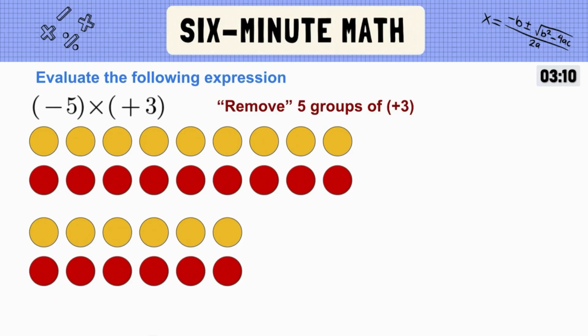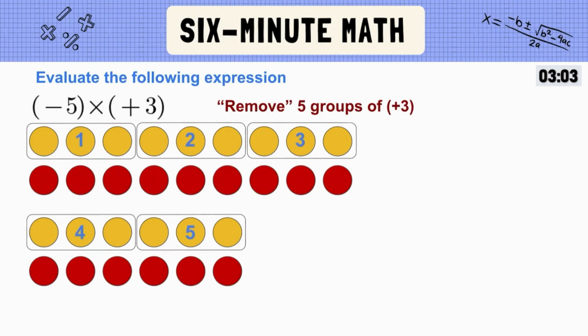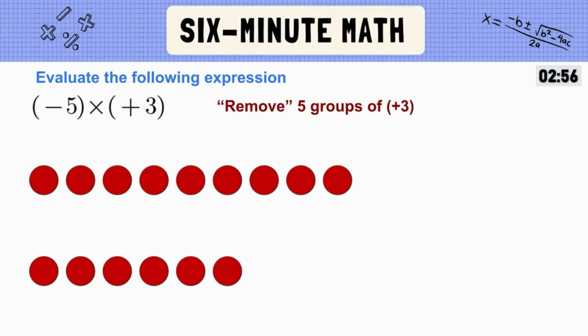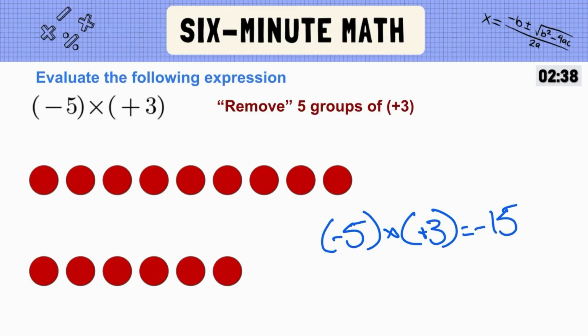And I'm going to remove 5 groups of positive 3 chips. So I'm going to group my positive chips into 5 groups of 3, and I am going to remove those. And what do I have remaining? If I were to count these up, it will tell me that negative 5 times positive 3 results in negative 15 integer chips remaining.